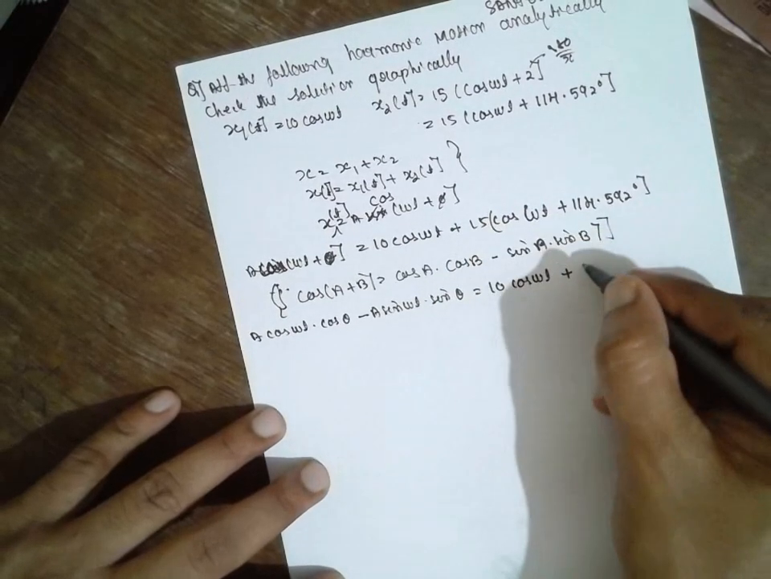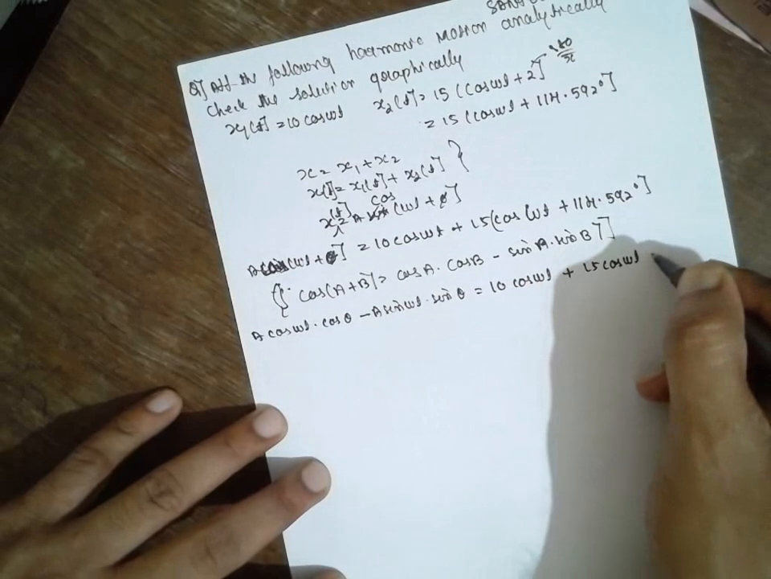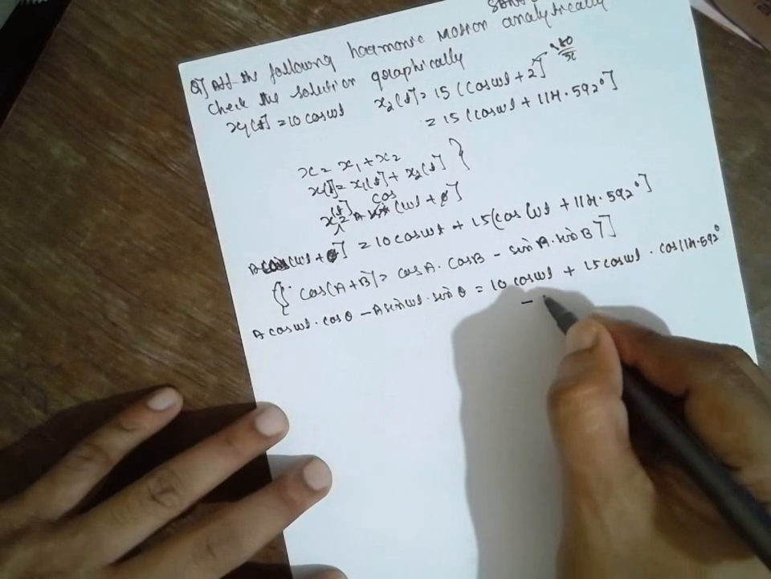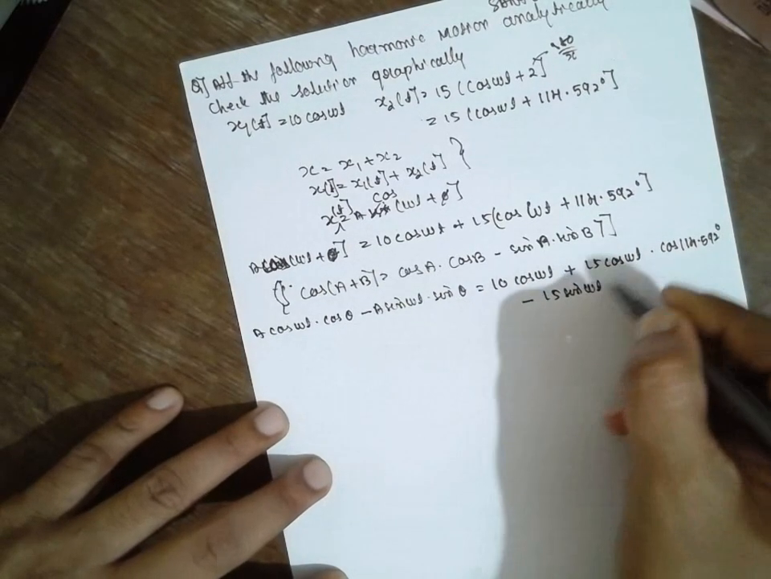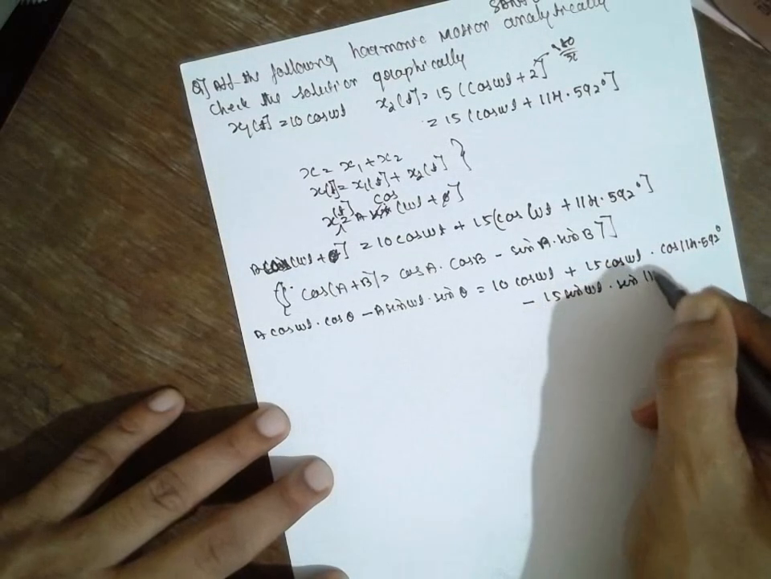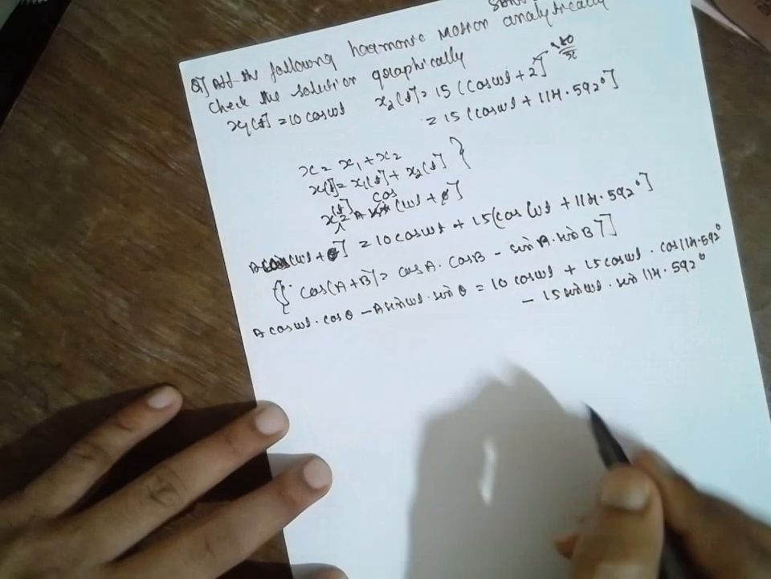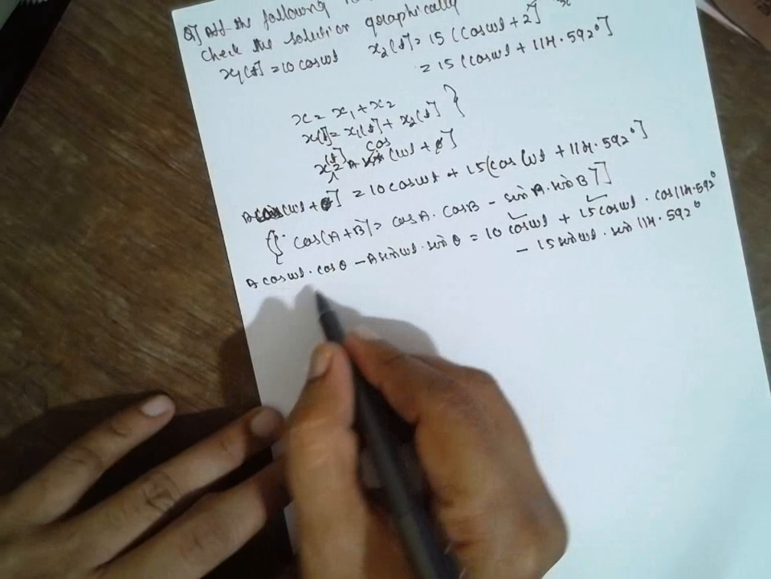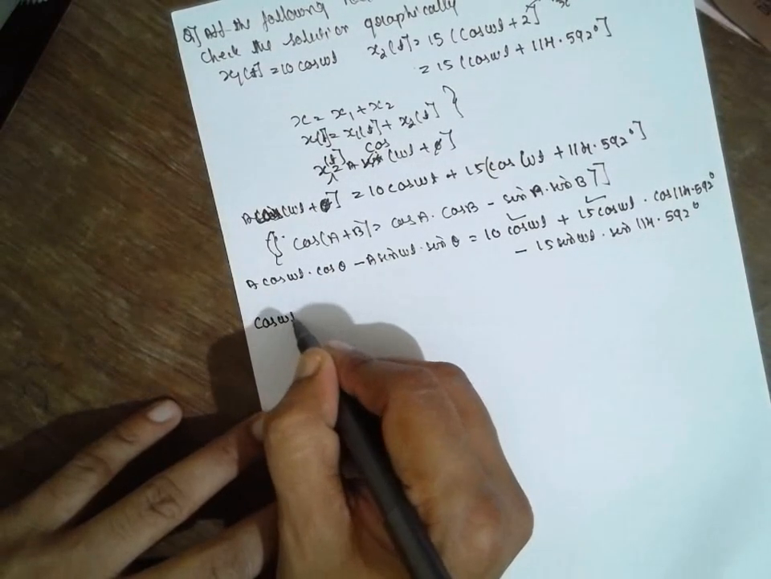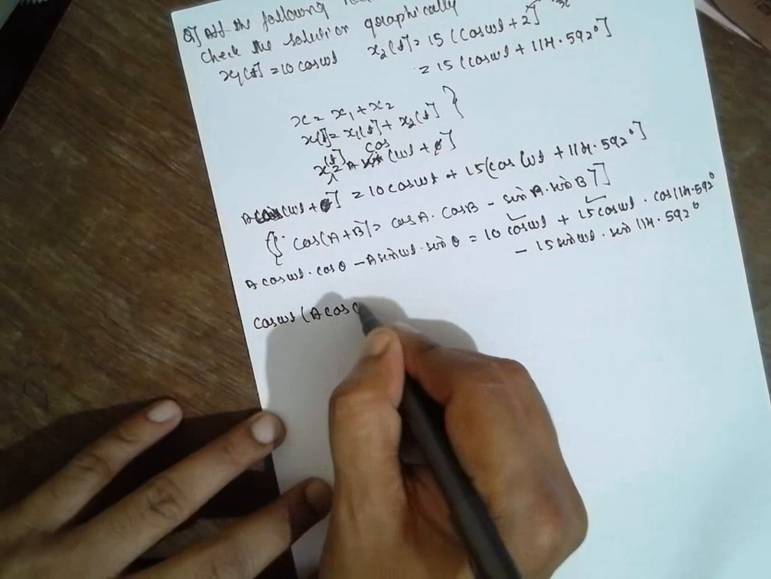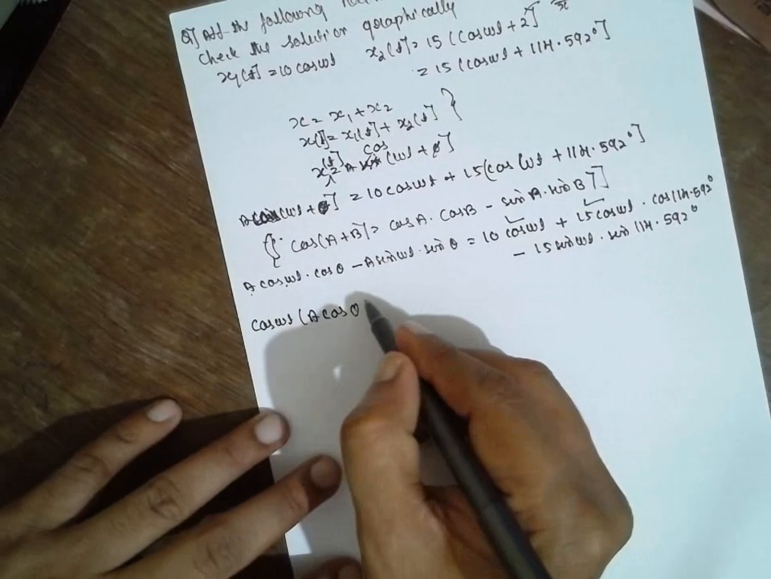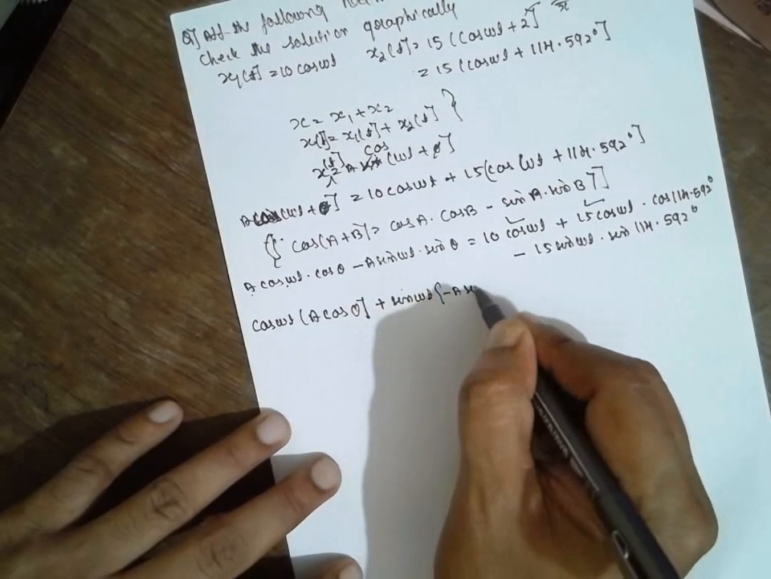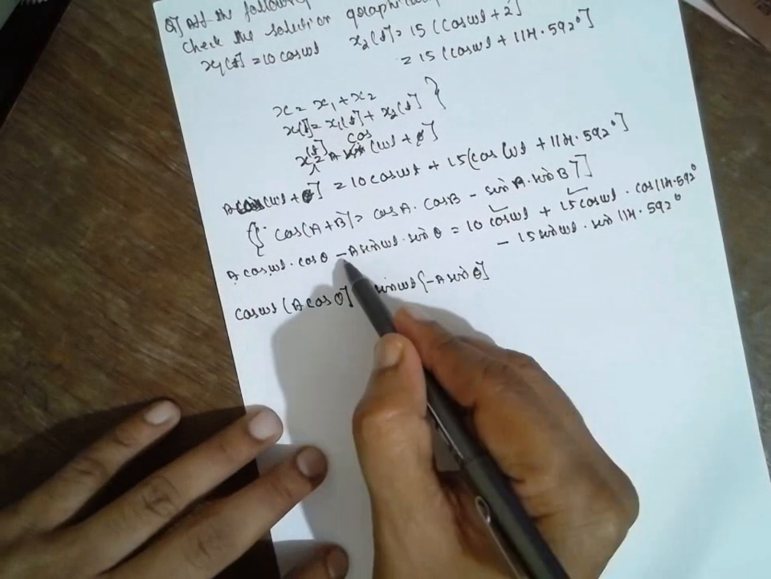plus, applying the formula for this one, 15 cos omega t cos 114.592 degree minus 15 sin omega t into sin 114.592 degree. I will make these two terms common. Now how to write this expression: cos omega t is brought outside, A cos theta, plus sin omega t outside, minus A sin theta.